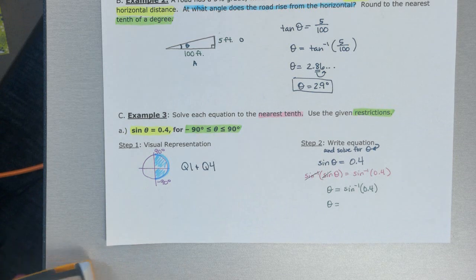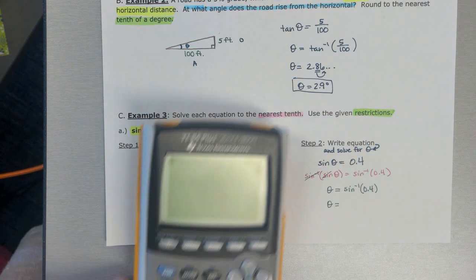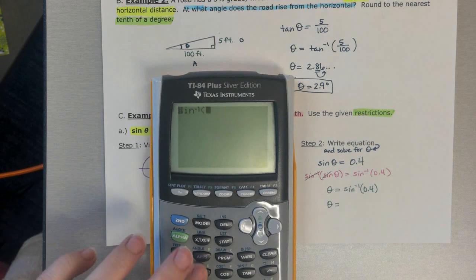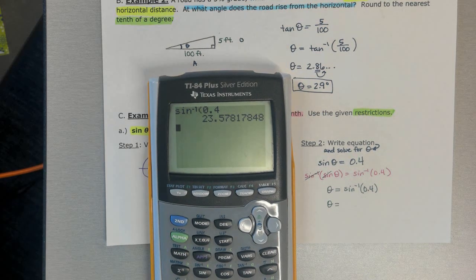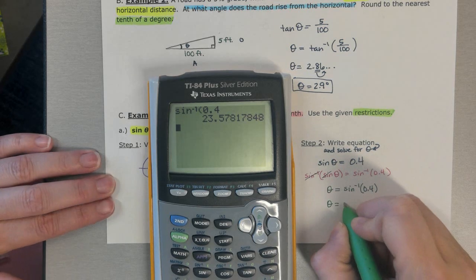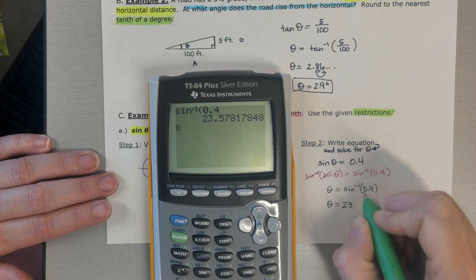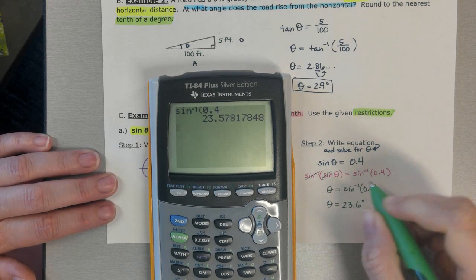Okay, and then this says that we are rounding to the nearest tenth. So we're going to find this to the nearest tenth. Okay, so can you just check on your calculator, make sure you got the same thing that I did. And this is going to round to 23 point what? Yes, 23.6 degrees.